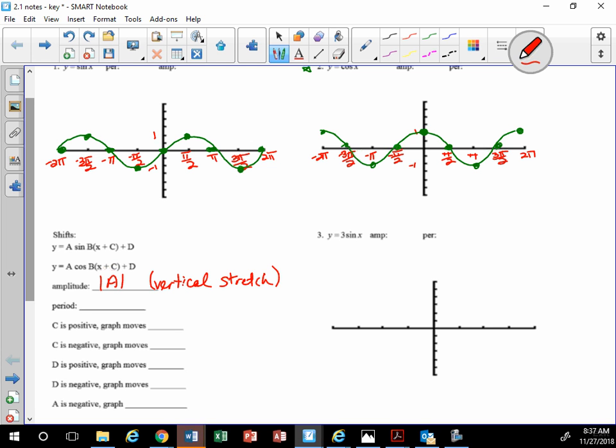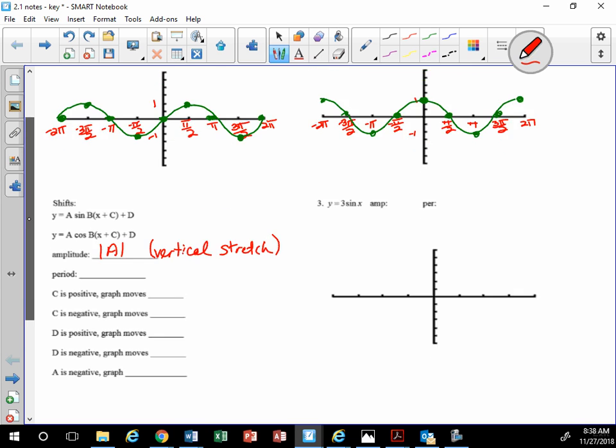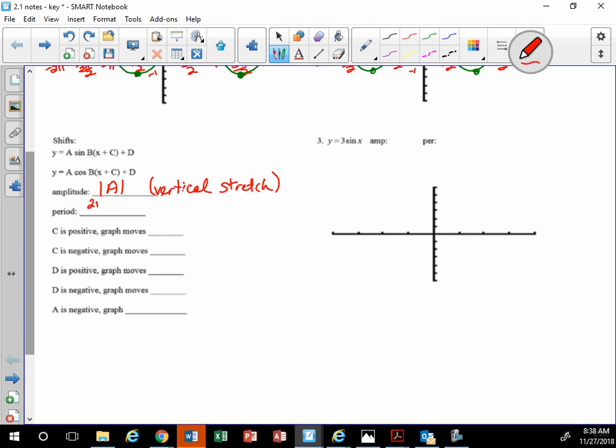Okay. So the period, the way you figure it out, it always starts as 2 pi, and then we're going to divide it by b. B, you can see in here, it's the coefficient on the x. So for the 2 parent graphs, that coefficient was just 1.